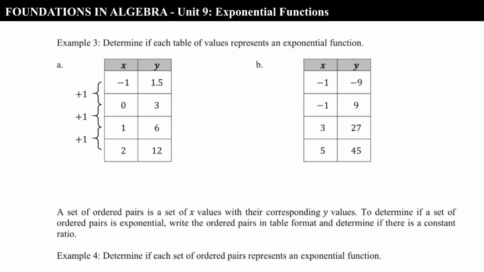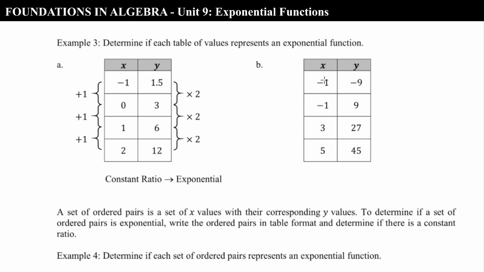So the best way to do this is to take the second y value and divide it by the one that comes before it. Okay, so we're going to do 3 divided by 1.5, and that's 2. So our constant ratio is times 2, or our ratio, at least for these two, are. Okay, so 1.5 times 2 gives you 3. 3 times 2 gives you 6. 6 times 2 gives you 12. So since we have a constant ratio, we're multiplying by 2 each time, we do have an exponential.